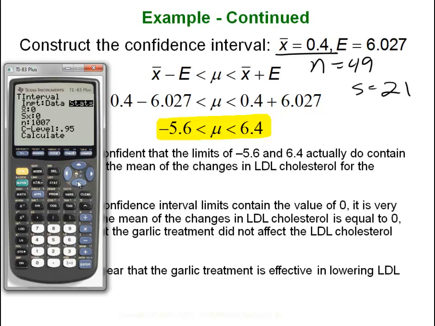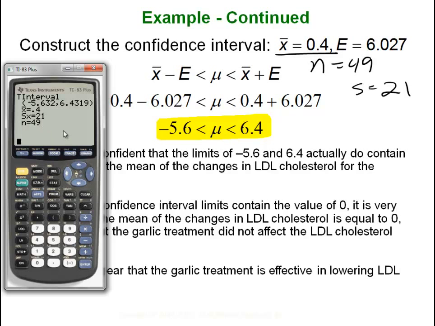So you arrow down and it asks for the mean, 0.4, asks for the standard deviation of 21, and that's just your sample size, so in this case 49. Confidence level we're going to leave at 95, and then we're going to calculate. And there is the same results they have here, right? They just rounded theirs more severely than we did here.